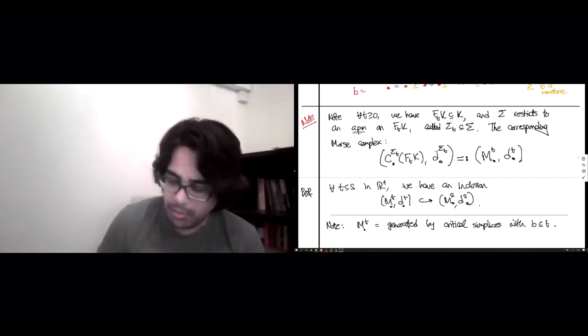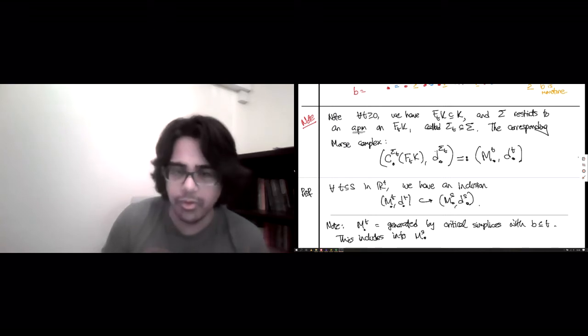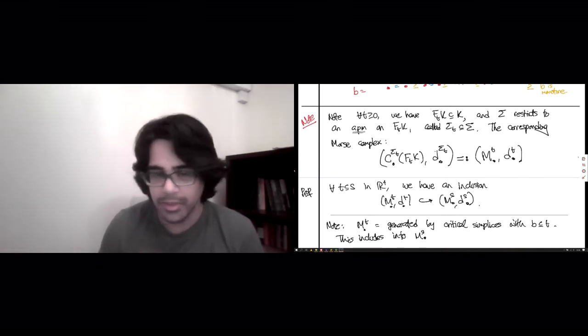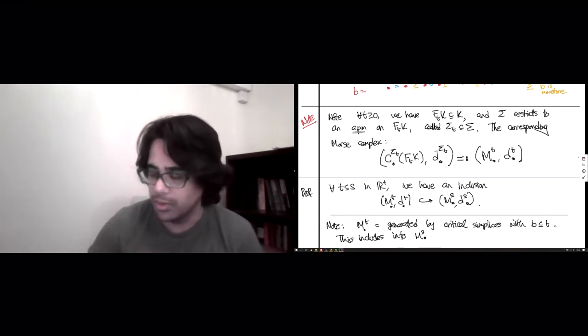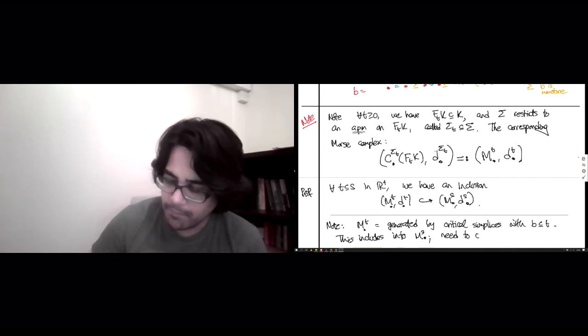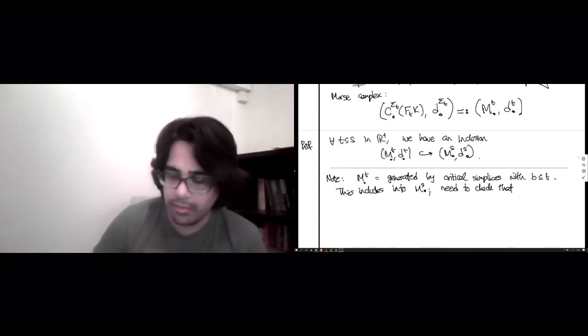So this includes into MS, because if you have critical simplices born before S and S is bigger than T, then all the simplices that were born at T or below are already included. So the vector spaces include. So we need to check that this square commutes.